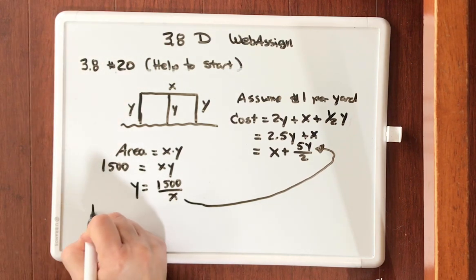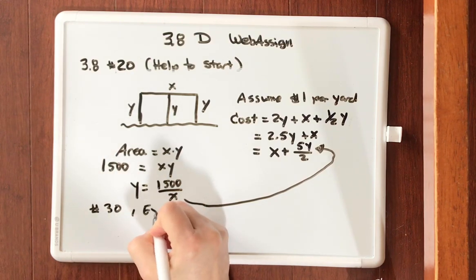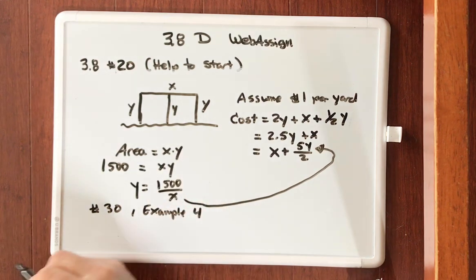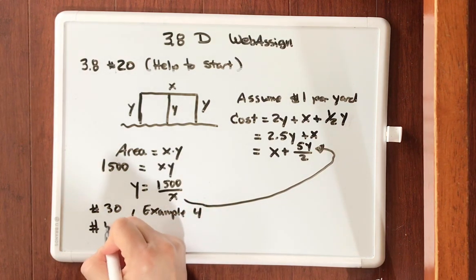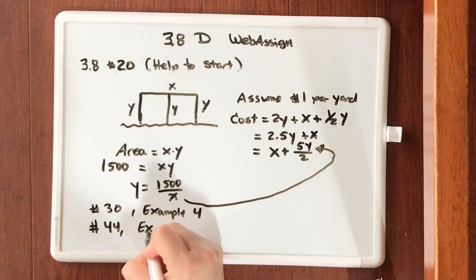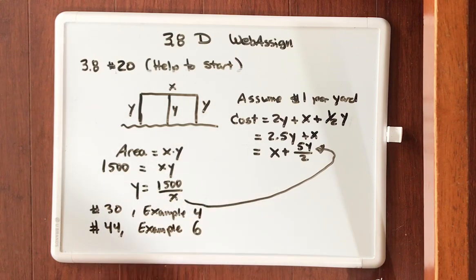Problem number 30. Look at example 4 in the book. All right, problem number 44. You can go ahead and read example 6. All right, it's going to take some time.